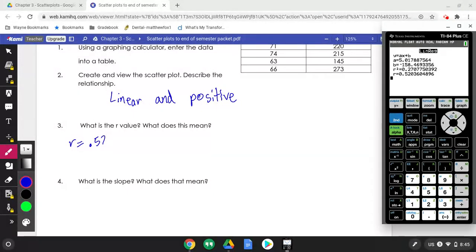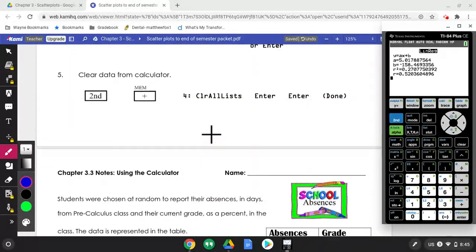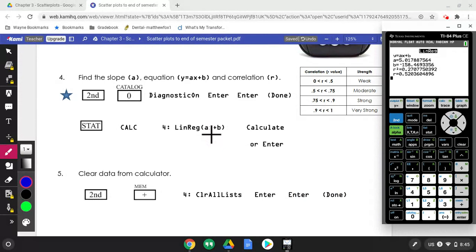Now we need to decide, what does that mean? 0.520 is not as high as our last one. First, it's positive, so we know it's going to be a positive correlation, which we already knew based on the picture. Then we look, 0.520 falls in the second one, moderate. So it's not as strong of a correlation as last time. There still is some correlation, but it's moderate.